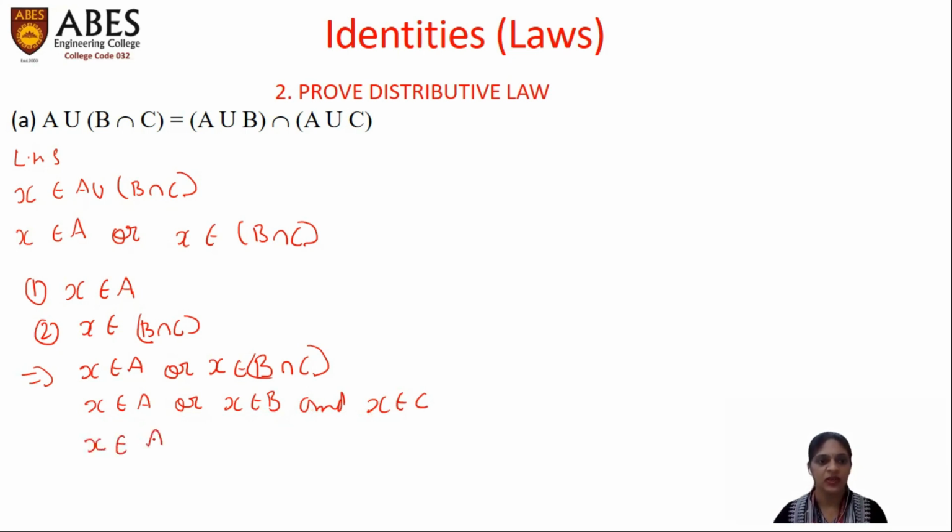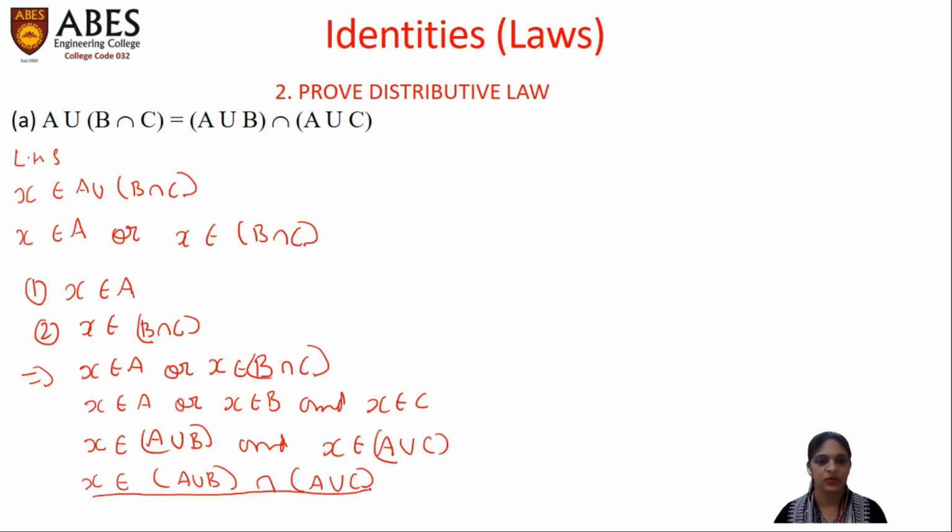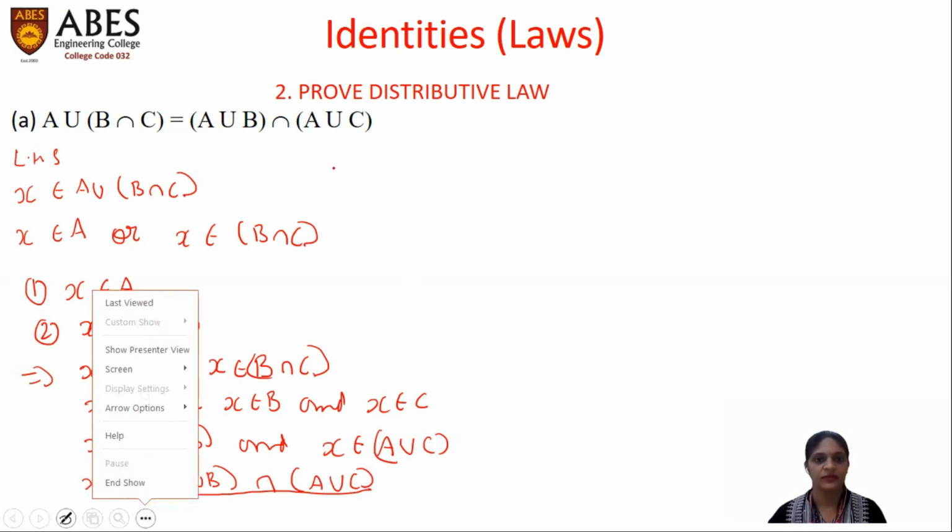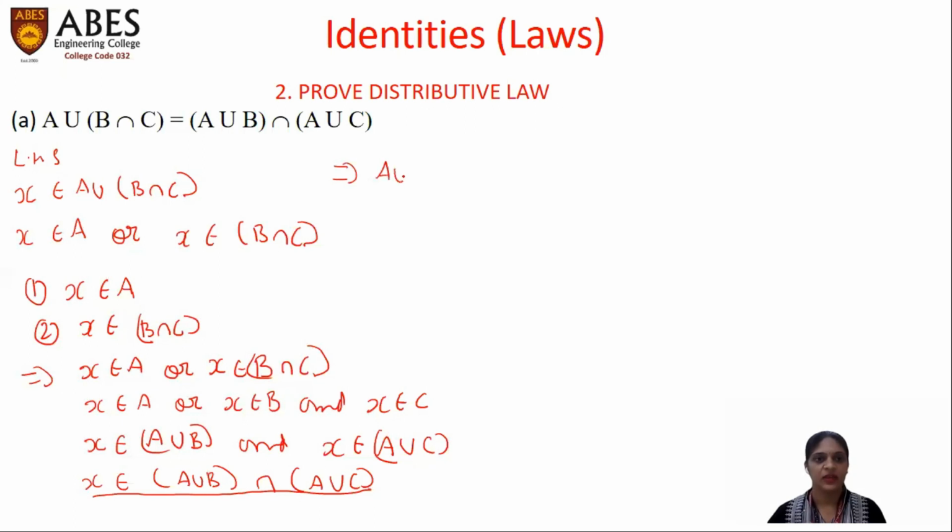Then by using this property, according to the right hand side, we can write this as X belongs to A union B and X belongs to A union C. By combining this, we can write X belongs to A union B intersection A union C, where intersection means and. Then this becomes equal to the right hand side. So here we can say that A union B intersection C is a subset of A union B intersection A union C. This is the first equation.